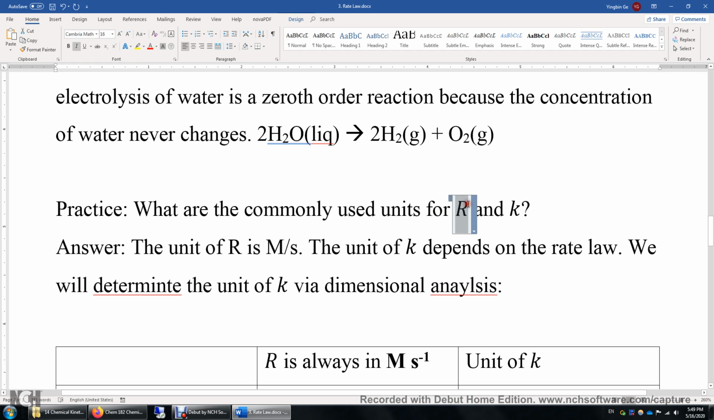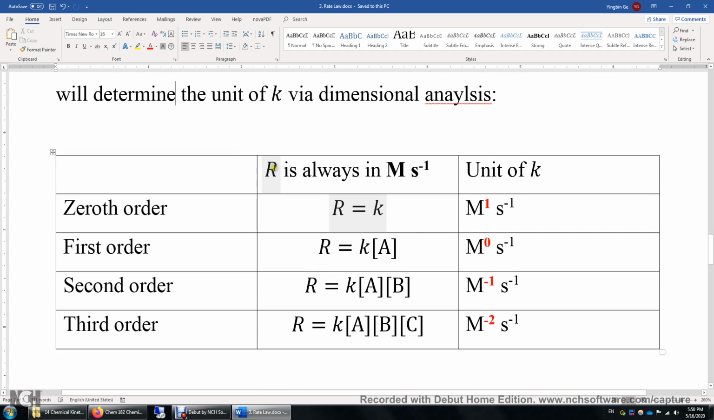What about the unit of K? It depends on the order of the reaction, and we will determine the unit of K using so-called dimensional analysis. First, the reaction rate is always in molar per second. Let's look at the 0th order reaction. R equals K. When you see this equation, you know the unit of K is equal to the unit of R. So the unit of K is also molar per second.